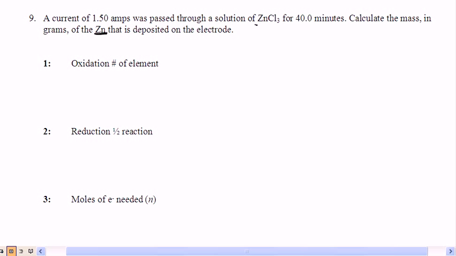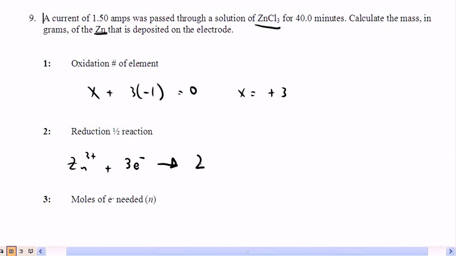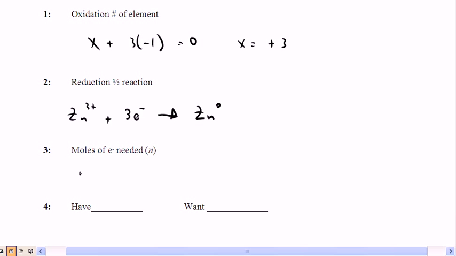So we're dealing with Zn in ZnCl3. So that's going to be x plus 3 times minus 1 equals 0. X equals plus 3. So that's going to be Zn3+, 3 moles of electrons every time you want to reduce it down to Zn solid. The moles of electrons needed is 3.